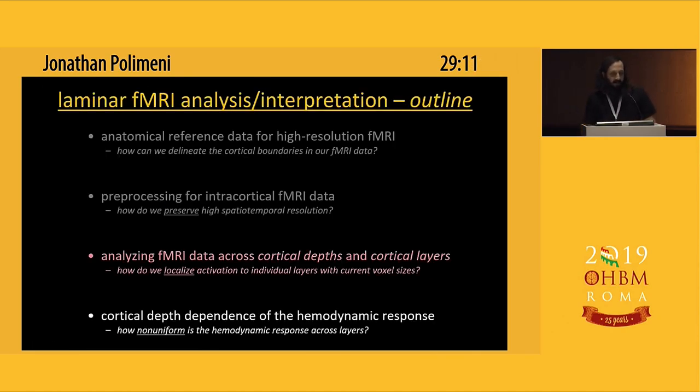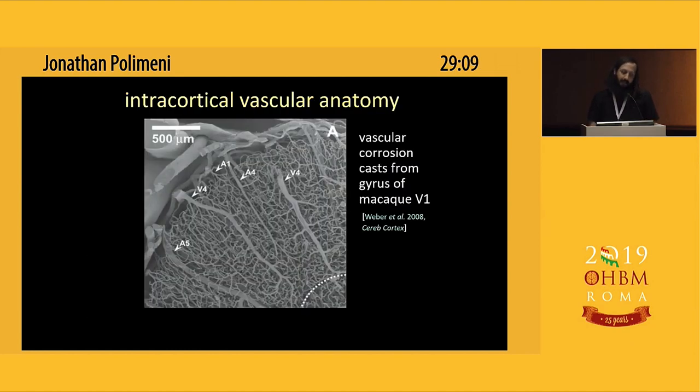So that's all I want to say about preprocessing. Next, analyzing fMRI data across cortical depths and cortical layers. The very first step in laminar fMRI analysis is to simply sample the fMRI signals across cortical depths. And therefore, we need to be mindful of the different levels of intracortical vascular anatomy in the cortex. Here are the vessels shown in a cast of macaque V1. Of course, we have these large pial veins that drain deoxygenated blood from large cortical veins lying along the pial surface. We also have these ascending venules that penetrate perpendicularly into the cortex.